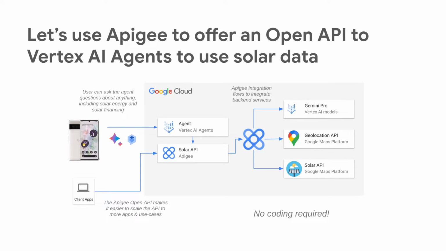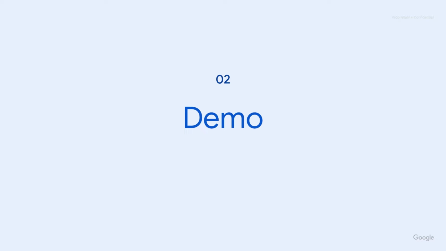Then we're going to use Apigee to navigate and connect to the different backend data sources, right? We're going to connect to Gemini Pro for some operations, using a large language model. We're going to use the Geocoding API from Google Maps to resolve addresses into latitude and longitude, which is a very typical task that normally we would need to code. Apigee can take care of that. And we're then going to connect to the Solar API to get data and service any request that a user might ask through a Vertex AI agent. And this is all with no coding required. So let's jump into the demo.